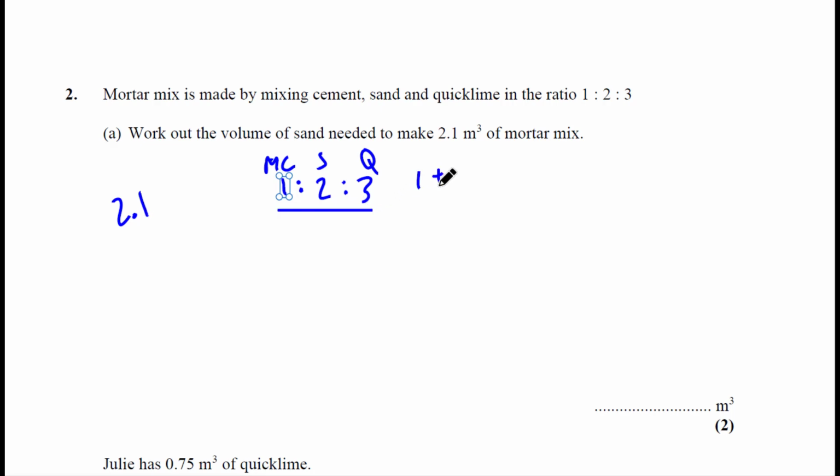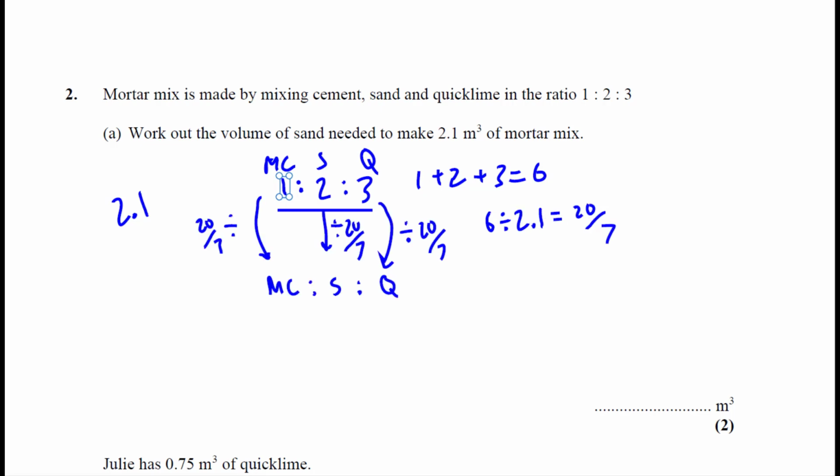Right now, 1 plus 2 plus 3 equals 6. We want that to be 2.1, so we do 6 divided by 2.1. Work out what that is on the calculator. We're going to need to do 6 divided by 2.1 because this is the total amount we need, because right now this will make 6 kilograms of mortar mix. So if we do 6 divided by 2.1, that equals 20 divided by 7, or 20 over 7. I'm going to leave it as a fraction.